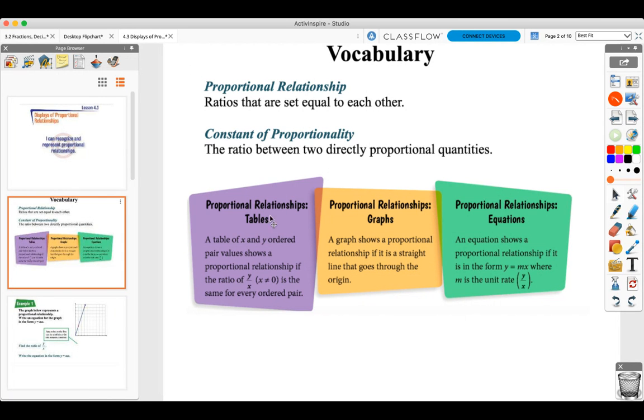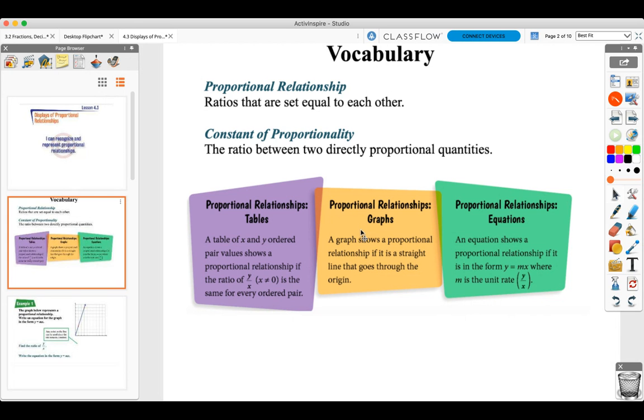So proportional relationships, tables. A table of x and y ordered pair values shows a proportional relationship if the ratio of y over x, where x can't be 0, remember your denominator can never be 0, is the same for every ordered pair. So when you divide y by x, you're going to get the same fraction, the same simplified version of that number every single time for it to be proportional.